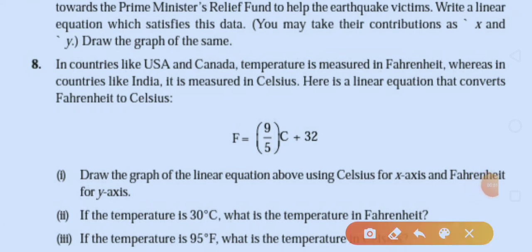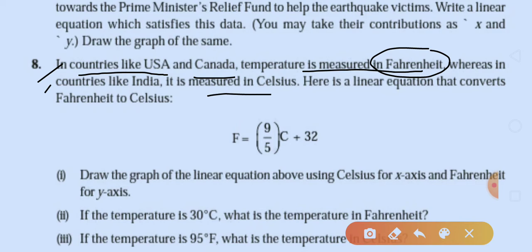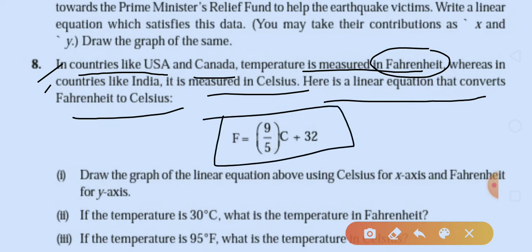Welcome student. Now we solve question number 8. In question number 8, in countries like USA and Canada, temperature is measured in Fahrenheit. यहाँ पे जो temperature है वो measure किस में किया जा रहा है? Fahrenheit में. But in India it is measured in Celsius. Here is a linear equation that converts Fahrenheit to Celsius. यहाँ पे एक linear equation given है.